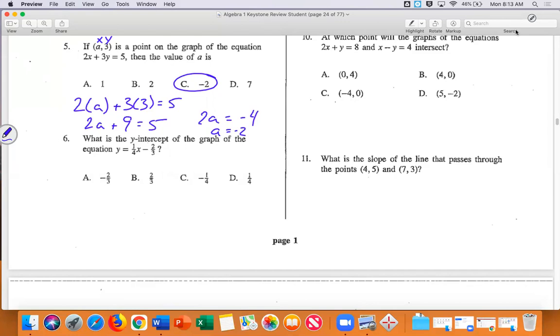So what is the y-intercept of the graph of the equation y equals 1/4 x minus 2/3? Nate? Very good. Remember, the y-intercept is that number without the x. The number with the x, Liam told us, was our slope. Okay?